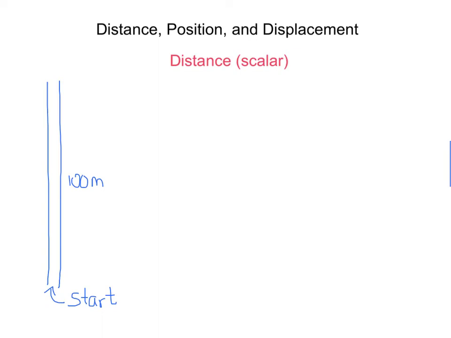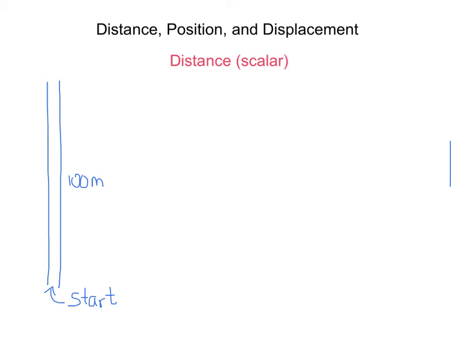The previous video gives you a decent idea of the difference between a scalar and a vector. A scalar being a value that does not have a direction, and a vector being a value that does have a direction. So I'm just going to go into a little bit more detail on the difference between distance, position, and displacement specifically. And we're going to start with distance.